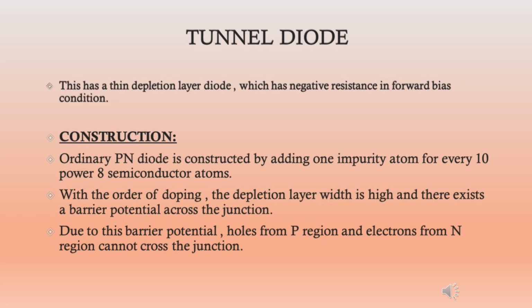For the construction, an ordinary PN diode is constructed by adding one impurity atom for every 10^8 semiconductor atoms. With this order of doping, the depletion layer width is high and there exists a barrier potential across the junction. Due to this barrier potential, holes from the P region and electrons from the N region cannot cross the junction.